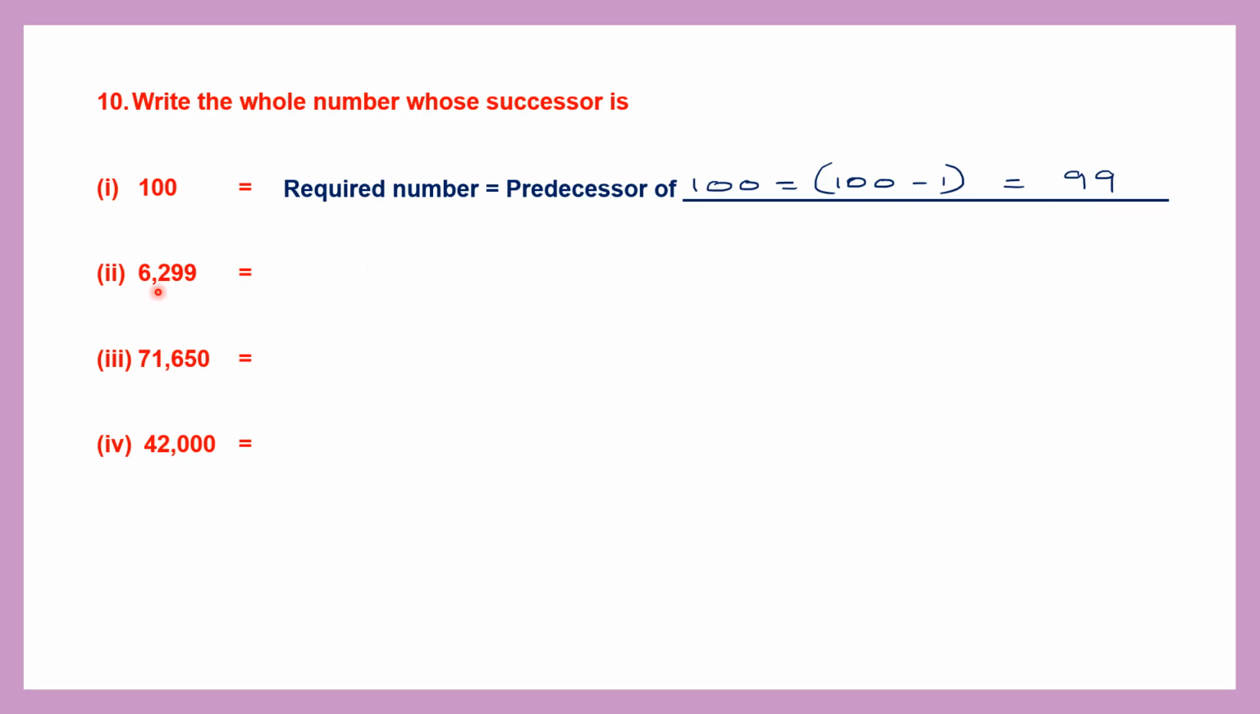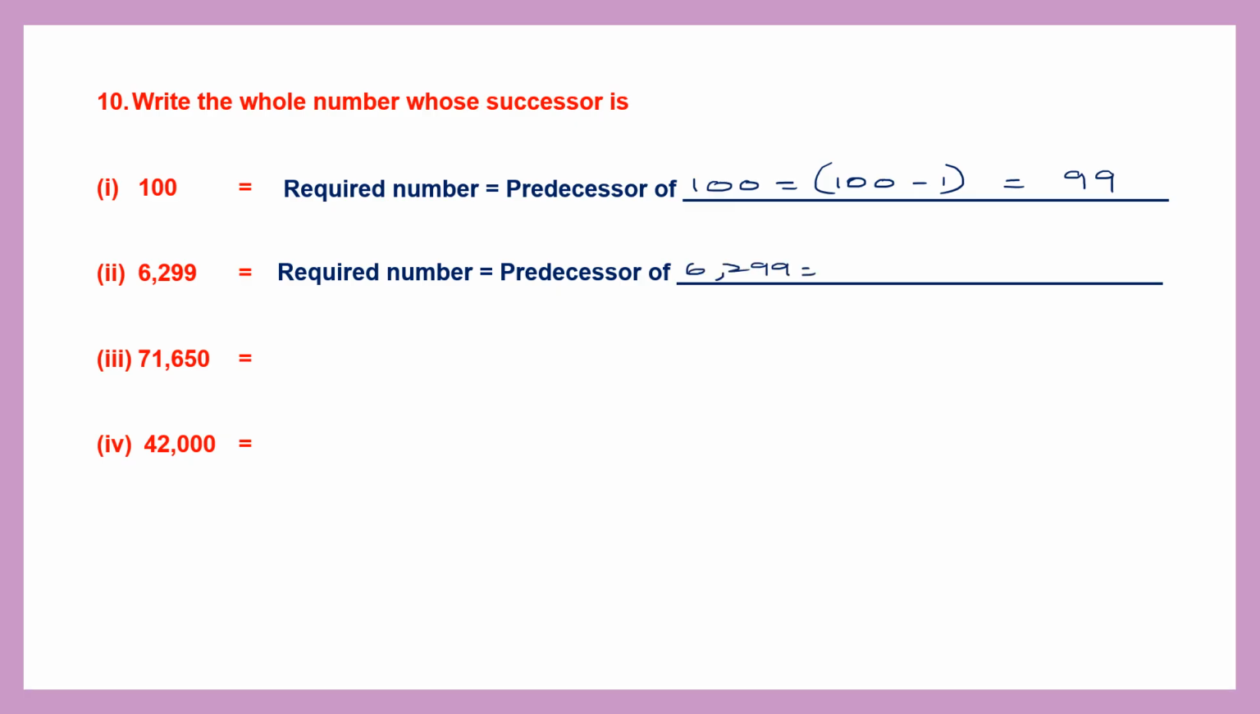So 100 is the successor of 99. Similarly, now here we have to find the whole number. The successor is 6299. So what is that number? So the required number again is the predecessor of 6299. So let's do that. 6299 minus 1. And again look at the ones period, 299. The number before that will be 298. So 6298 is the number whose successor is 6299.